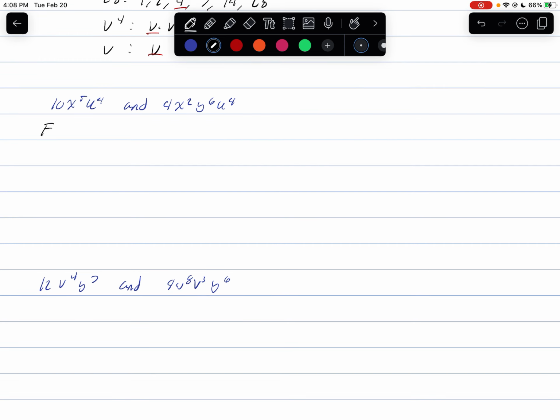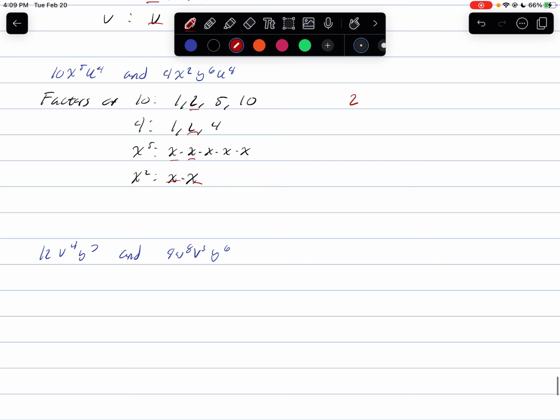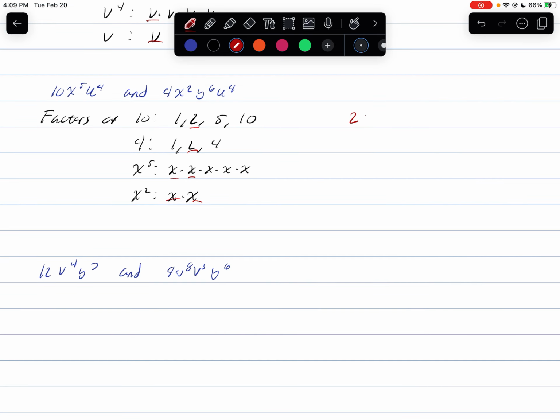Here we have x next. They both have x terms in common. If we have x to the fifth, that's going to give us x times x times x times x times x. And then we have x squared, which is going to give us x times x. So we're going to be able to remove two x's here. So two x's, x times x, that's going to give us x squared.